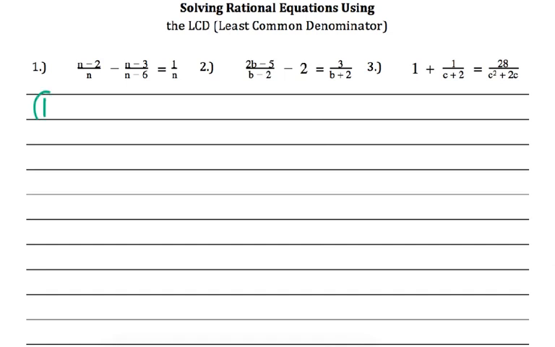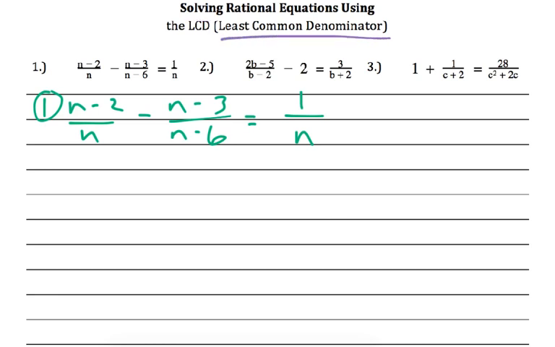Problem 1. (n - 2)/n - (n - 3)/(n - 6) = 1/n. So now you have rational equations, and you're having to solve them, finding the least common denominator.